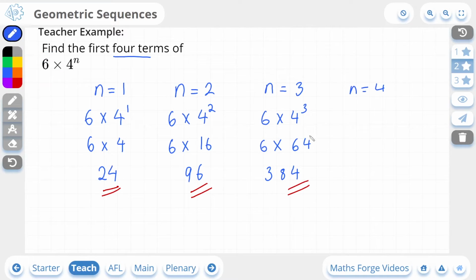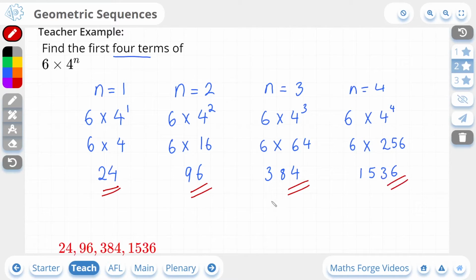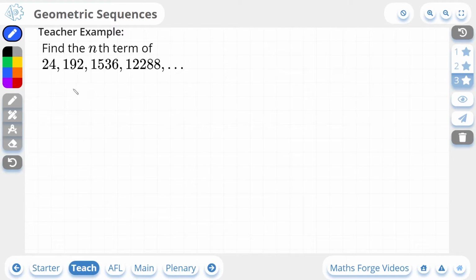And now for the final 4th term in our sequence, we're going to have 6 times 4 to the power of 4. And this simplifies to give us 6 times 4 to the power of 4, which is 256. And 6 times 256 is 1536. And this is the 4th term in our sequence. And if we check our answer, there it is. 24, 96, 384, and finally 1536.